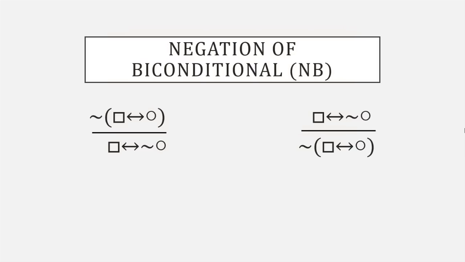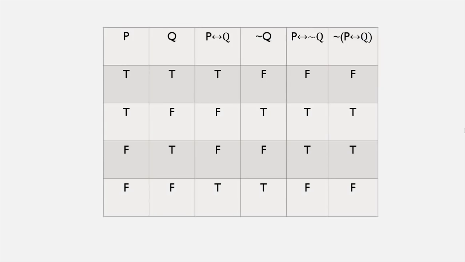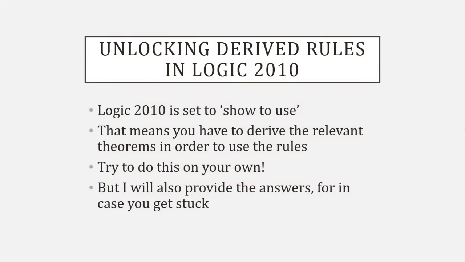One last rule, negation of biconditional. If you have the negation of the biconditional, you can get the negation of the other thing. Again, look at this, convince yourself if you're unconvinced. You're going to have to convince yourself in a more thorough way, however.